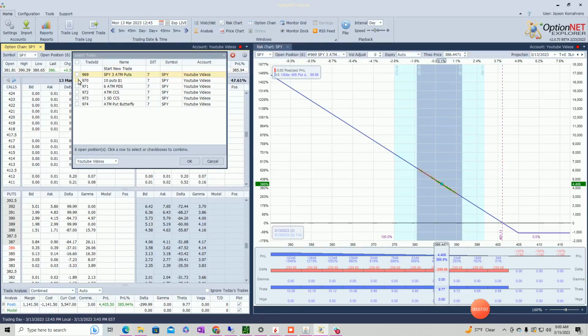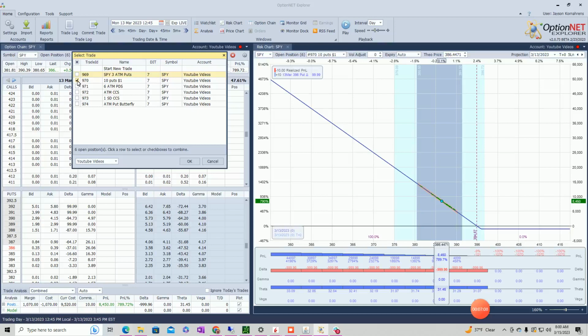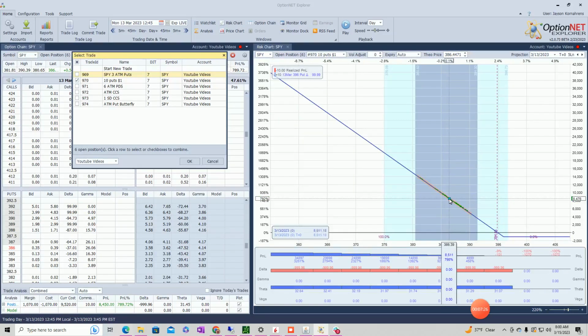Okay, let's see what the dollar puts did, and we got 10 of them. And you see, this one made twice as much money as that one did. $8,000. We got more leverage on this, and that one made $8,000.